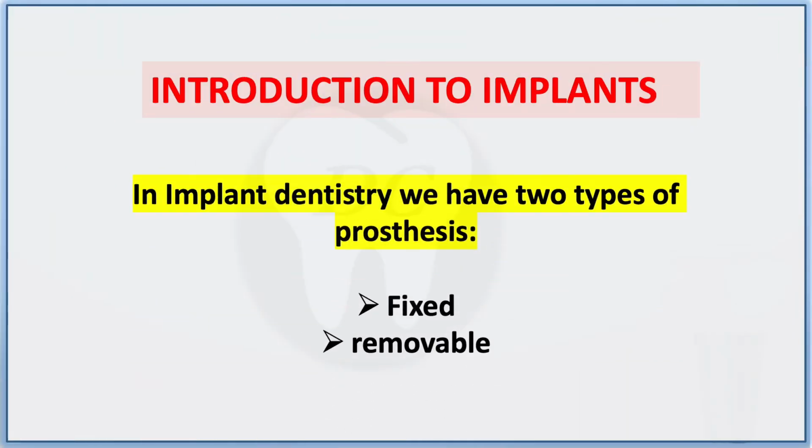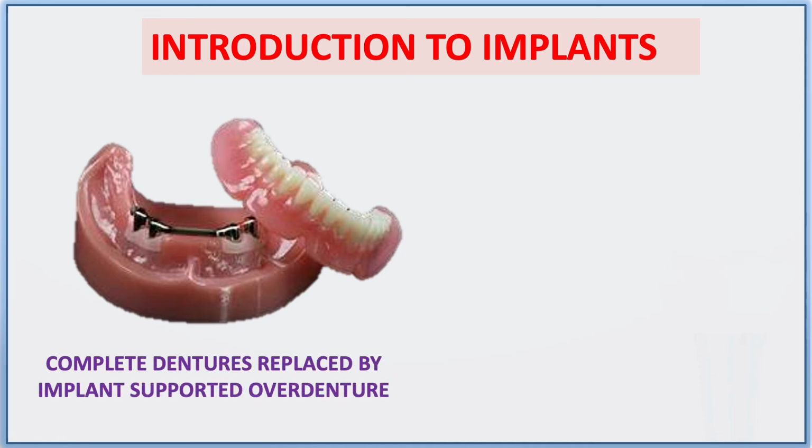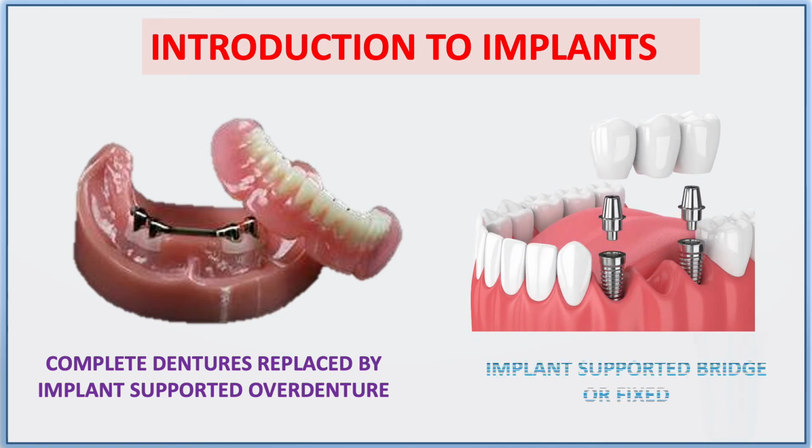As the definition suggests, it is of two types. It can be fixed or it can be removable. In fixed cases, as we all know, we have a fixed bridge and full mouth rehabilitation, and in removable cases we have overdenture, bar supported overdenture or stud supported overdenture. In the first figure we can see a complete denture replaced by an implant supported overdenture, and in this figure we can see a bar which supports a denture. In the second figure we have an implant supported bridge or fixed prosthesis.